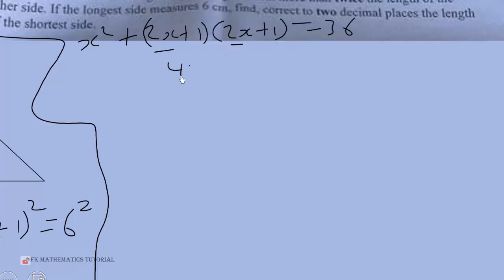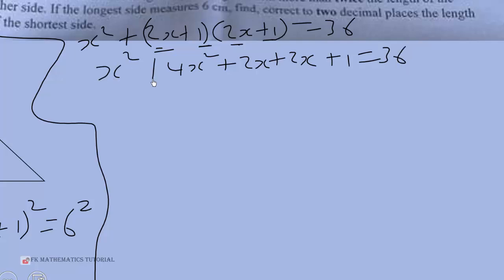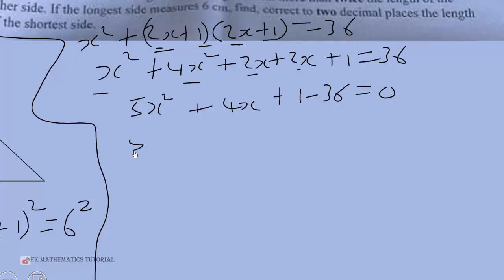This and this will give you 4x squared. Then this and this will give you plus 2x. This and this will give you plus 2x. This and this will give you plus 1 is equal to 36. Then we have x squared already here. So this and this will give you 5x squared. This and this will give you plus 4x plus 1 minus 36 is equal to 0. So we have 5x squared plus 4x minus 35 equals 0.